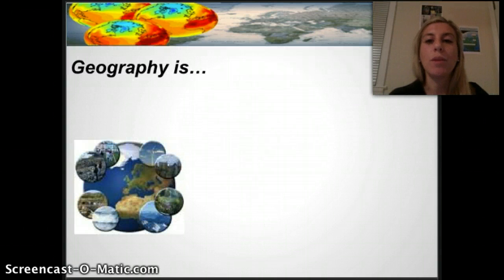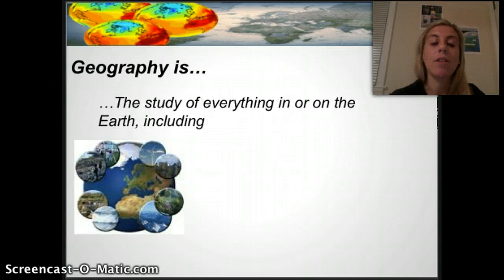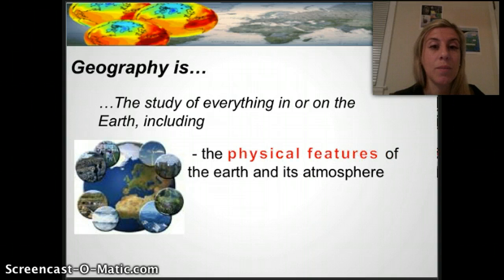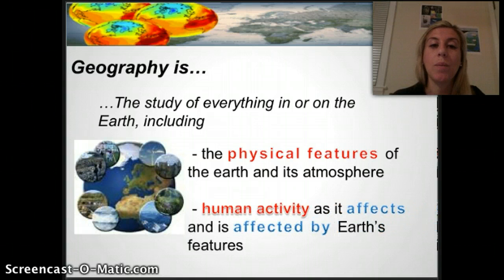What is geography? Geography is the study of everything in or on the earth. This includes the physical features of the earth as well as its atmosphere. For example, mountains, lakes, rivers, or human activity. Human activity as it affects the earth as well as how it is affected by the earth's features.